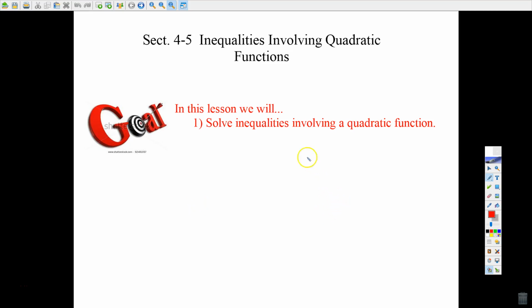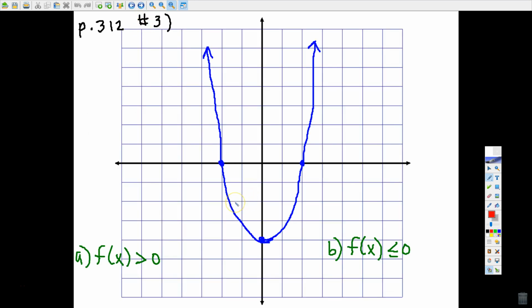In section 4.5, we're going to be solving inequalities that involve quadratic functions. There are really two different methods that we're eventually going to get to in order to solve these. So let me give you some examples that follow pretty closely to your homework problems. I've picked some odd problems from page 312 from your text, and you will be doing the evens.